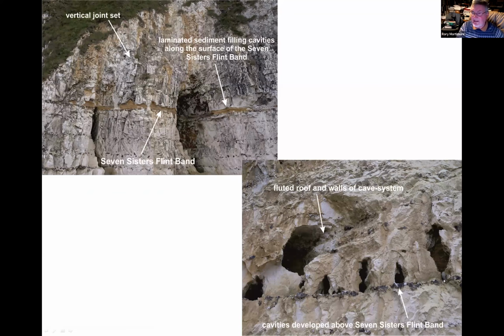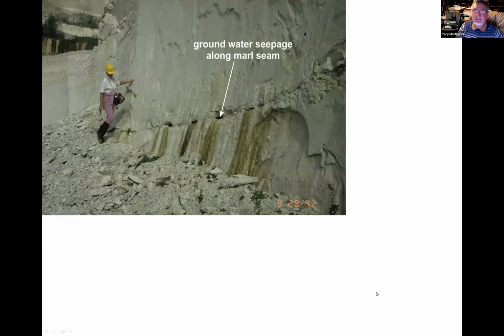And some layers like this flint band here, we've mentioned the Seven Sisters flint band before, is such a continuous layer that groundwater again has come down through the rock mass, down onto that surface, and there's an underground stream has formed along it, creating these cave systems. Further away, you can see the cavities are still filled with sediment that's been washed along. Here, the sediment's all been washed out. And here we have a marl seam. This is in a big quarry where groundwater has come down onto this surface, and you can see where the seepage is coming out along it.